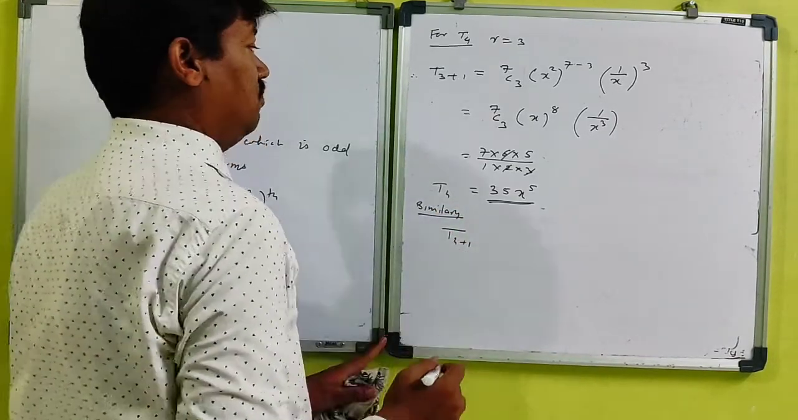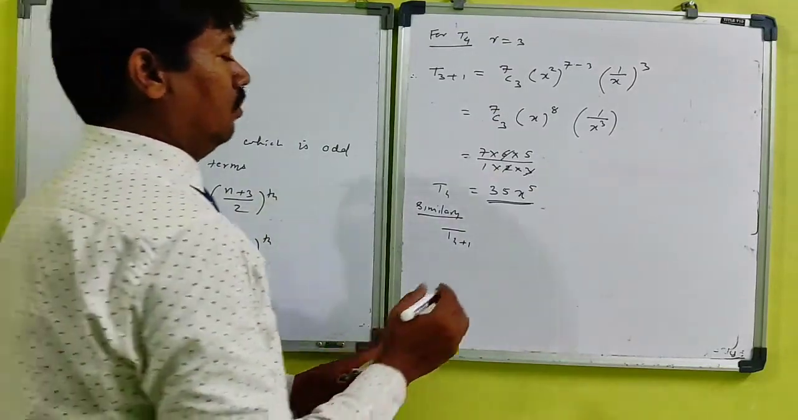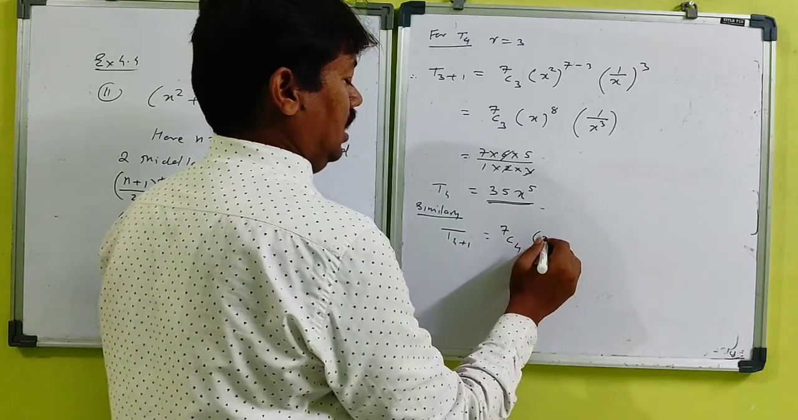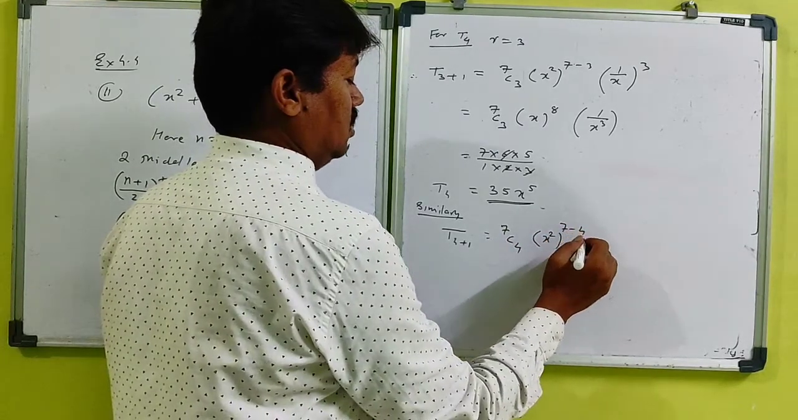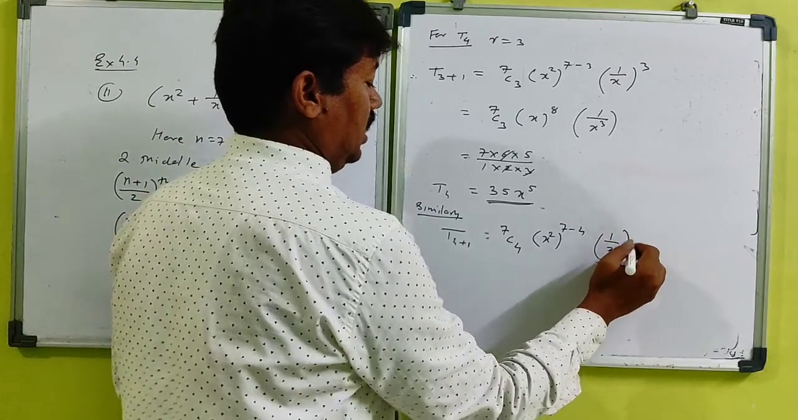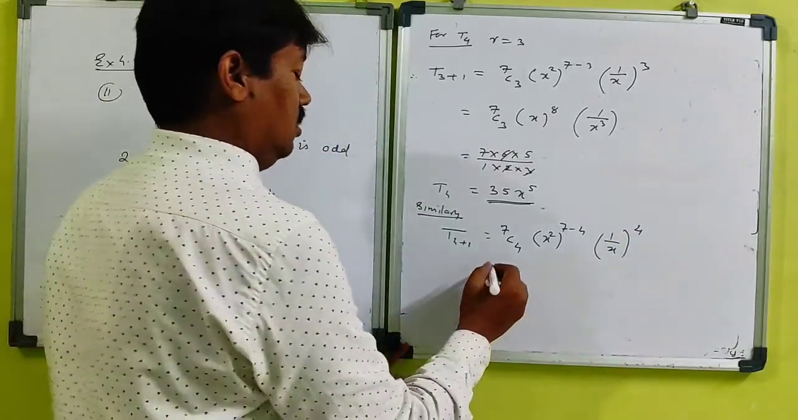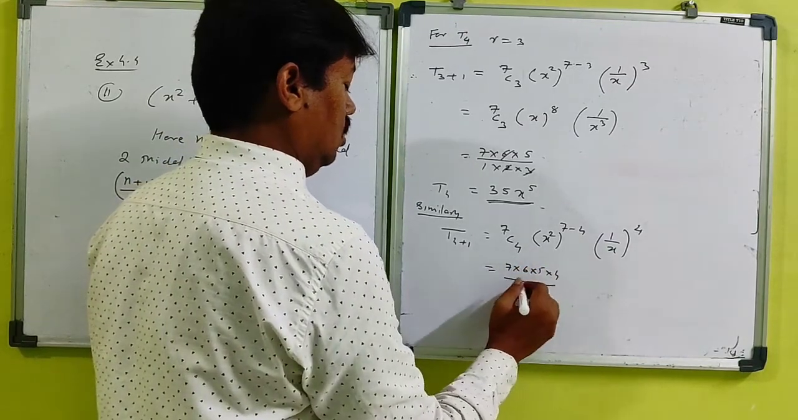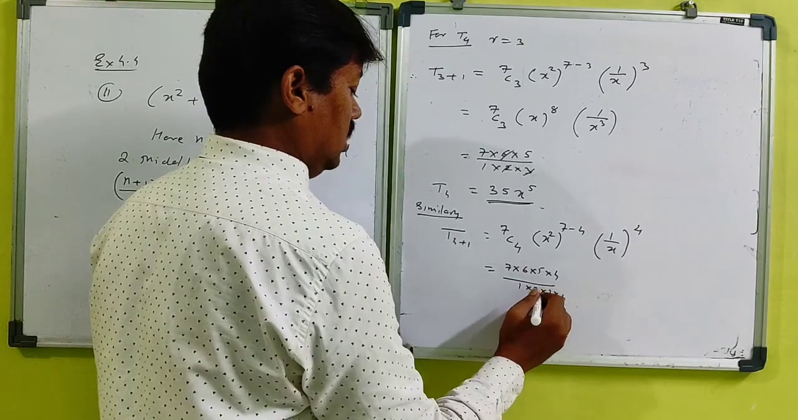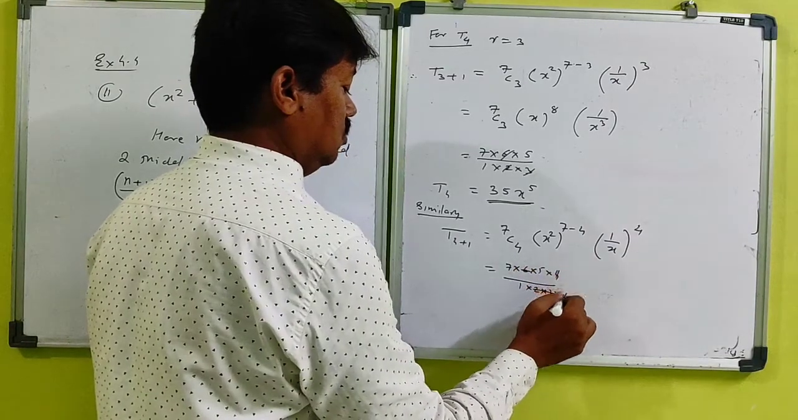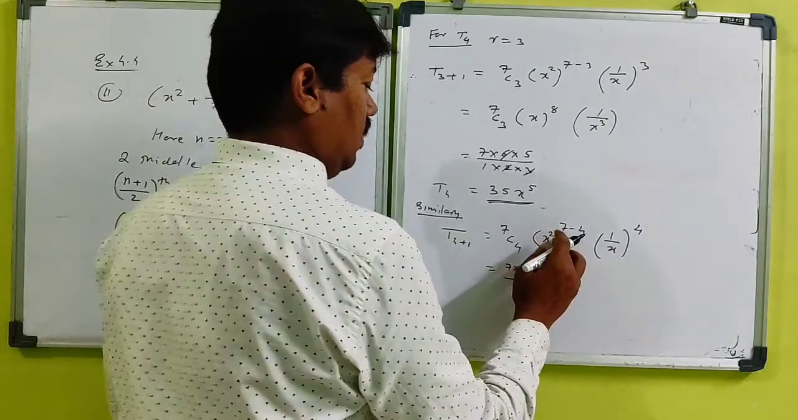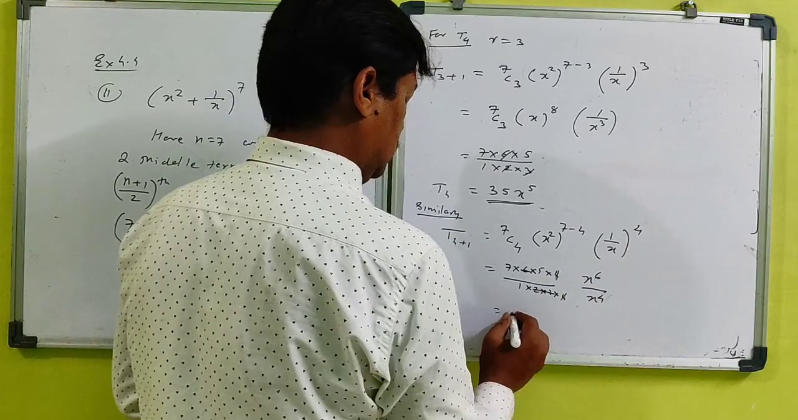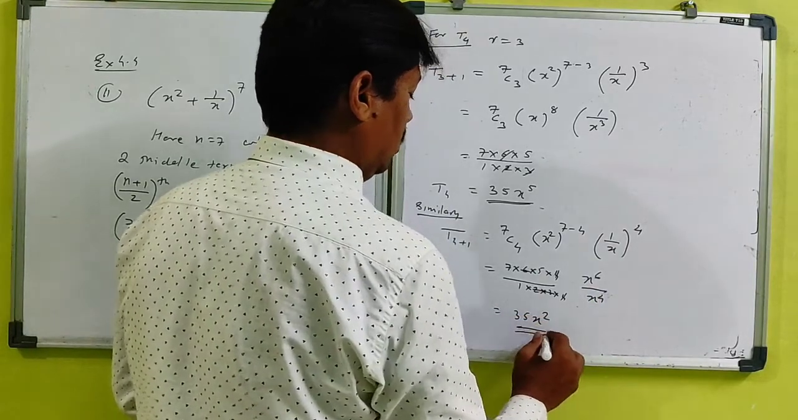Similarly, T4 plus 1, that is T5. T5 will be 7C4 (x squared)^(7-4) (1/x)^4. So that gives you (7 into 6 into 5 into 4)/(1 into 2 into 3 into 4). The 2 and 3 cancel with this, so that is 35 only. This x^6 upon x^4, so that is 35x squared.